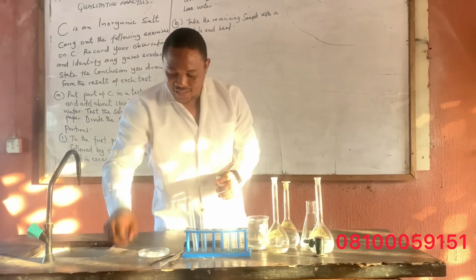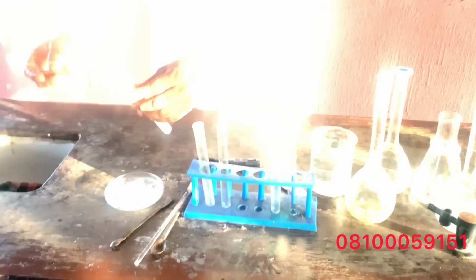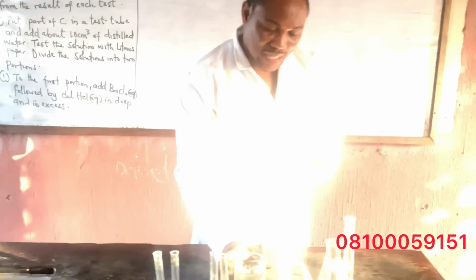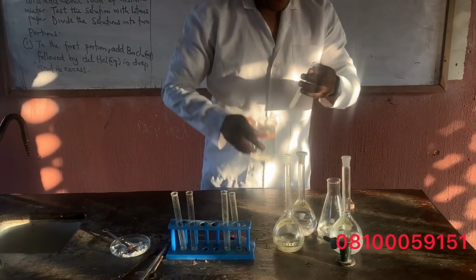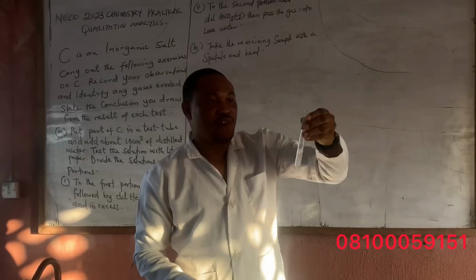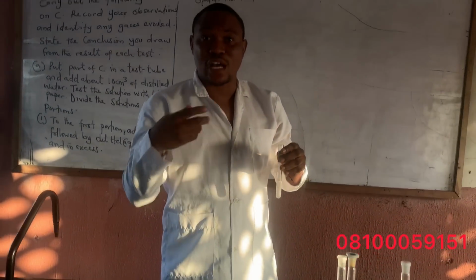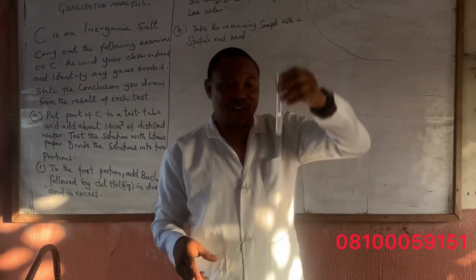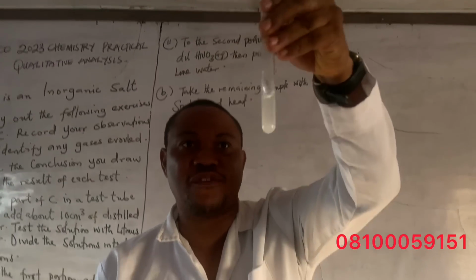This is C. This is the sample. This is my water. So I'll put water. So let's observe. I've told you that when you are doing qualitative analysis and you are putting water in a sample, what you are testing for is the solubility in water. So look at that, very soluble. Can you see it? Very, very soluble.